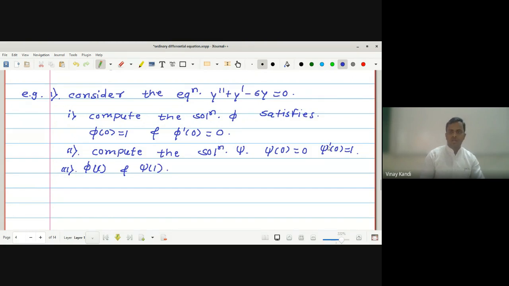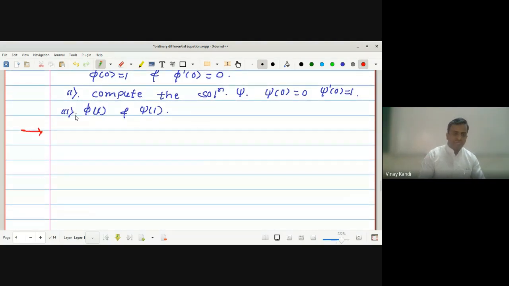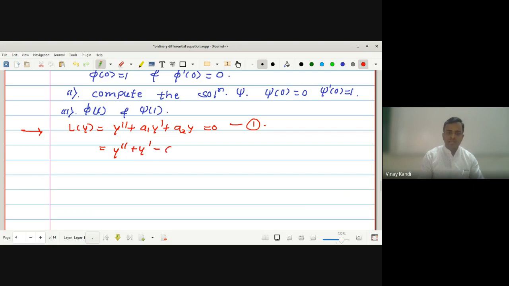Find phi of 1 and also psi of 1. Now look at the solution. What we have here is L of y equal to y double dash plus a1 y dash plus a2 y, which is equal to 0. Give it as equation number 1, which is y double dash plus y dash minus 6y equal to 0. This is our L of y.